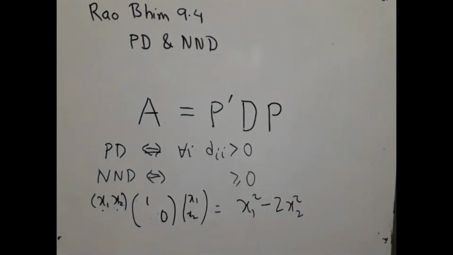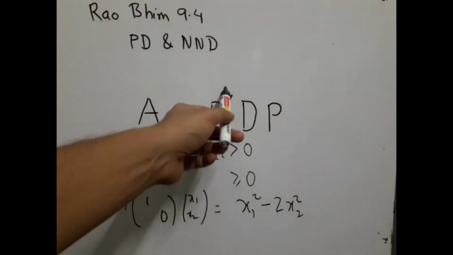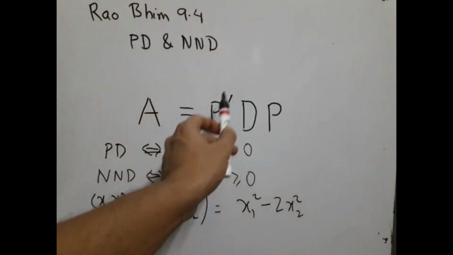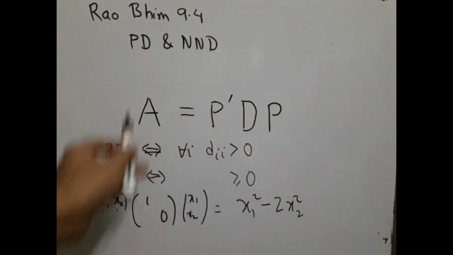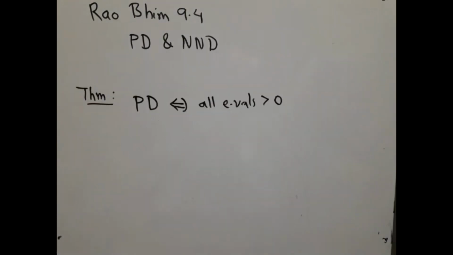Now, thinking of spectral decomposition, I might just say that A is positive definite if and only if all the eigenvalues of A are strictly positive, or non-negative definite if and only if all the eigenvalues are greater than or equal to 0. So then I am choosing a special P, I am choosing it an orthogonal matrix. But this is true about any congruence relation, in particular even if P is orthogonal. So we have this theorem: a matrix is PD if and only if all its eigenvalues are strictly positive. Of course, we are talking about a real symmetric matrix here.